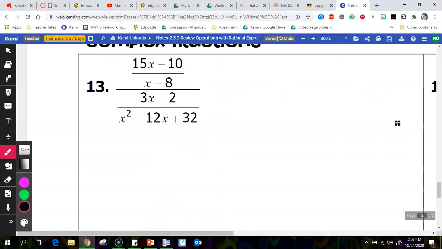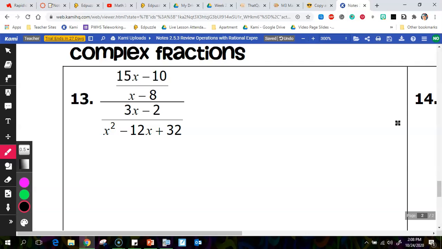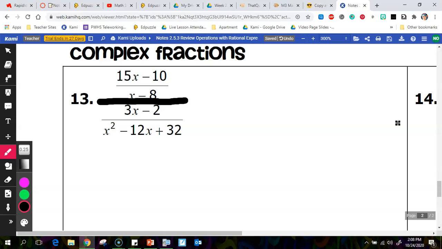Okay, so we have a few complex fractions. I'm going to look at 13. So if you remember from the other day, this right here means divide. So I'm going to rewrite this problem as a division problem. 15x minus 10 divided by x minus 8, divided by 3x minus 2 over x squared minus 12x plus 32.